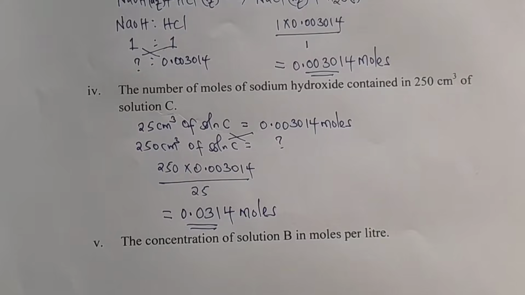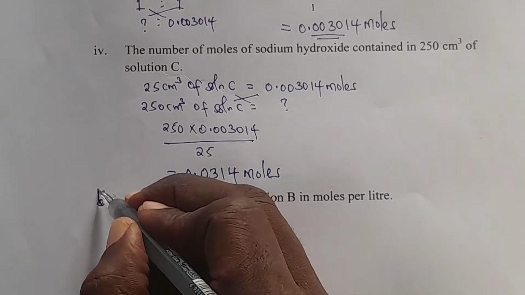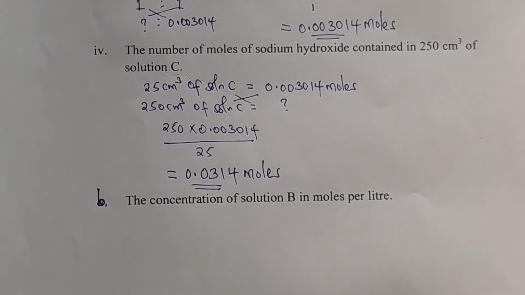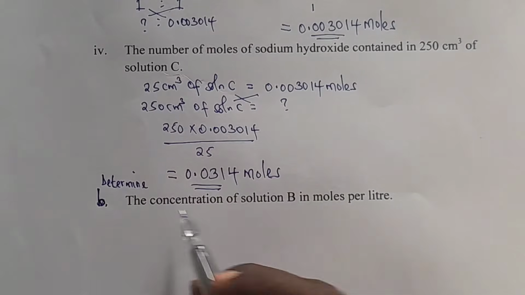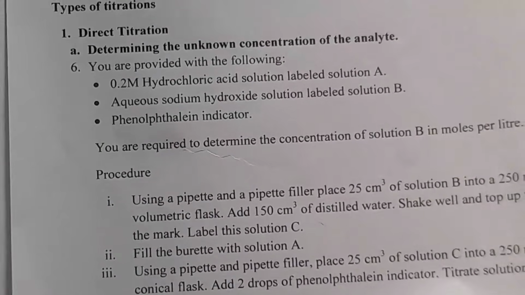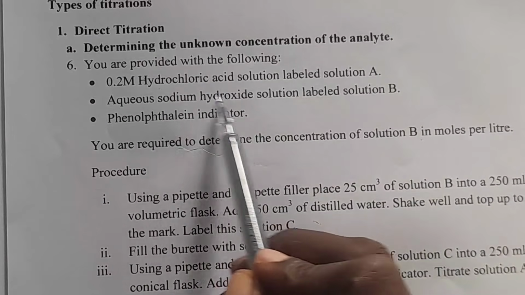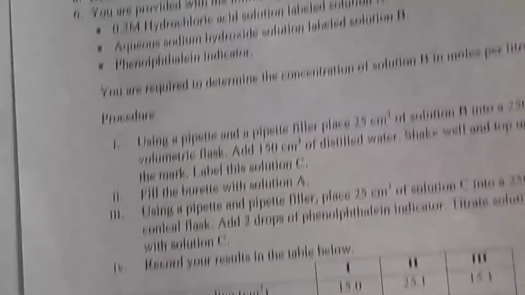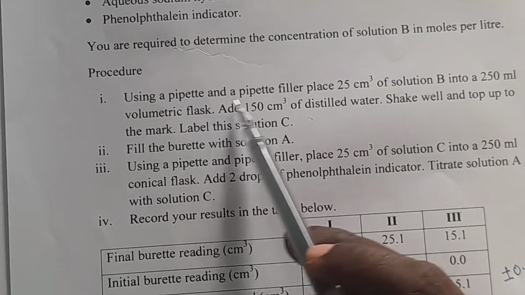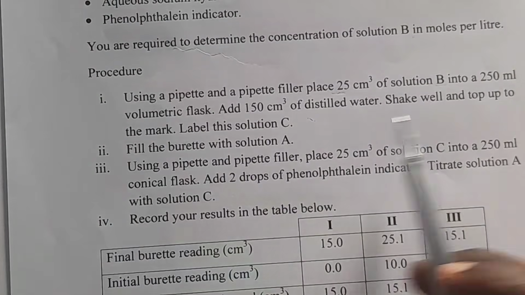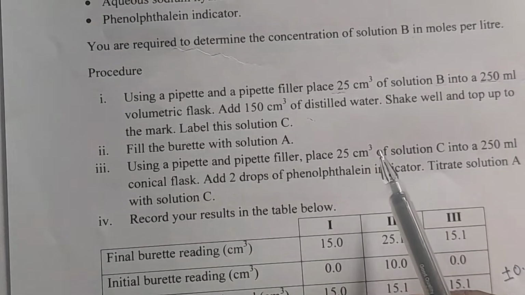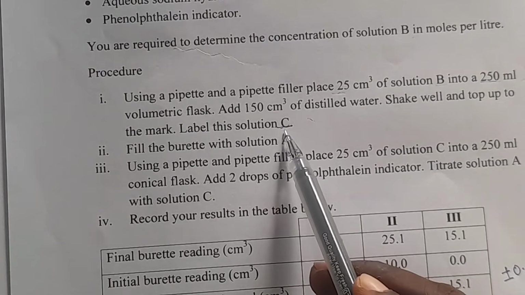Then lastly, we are dealing with part B of the question. We are told to determine the concentration of solution B in moles per liter. That means they're asking us about the molarity of solution B. If you remember, we have not been given any information about solution B, that's the sodium hydroxide. But here, they have told us to use a pipette to place 25 cm³ of solution B. This 25 cm³ of solution B has been diluted to 250 cm³ of solution, and it has been labeled as solution C.